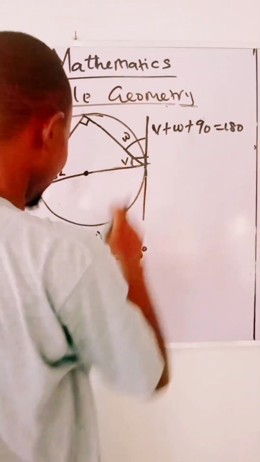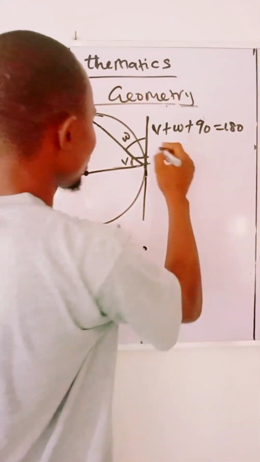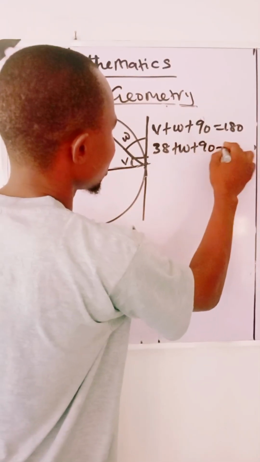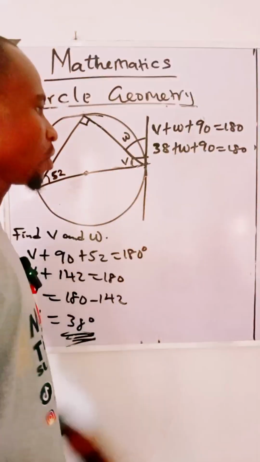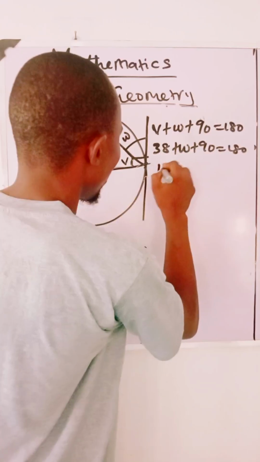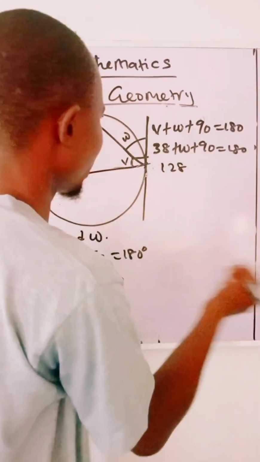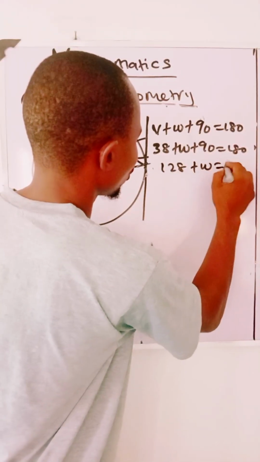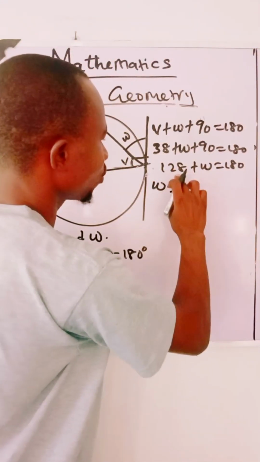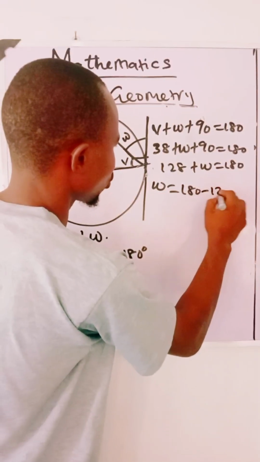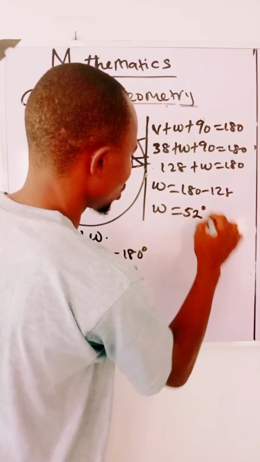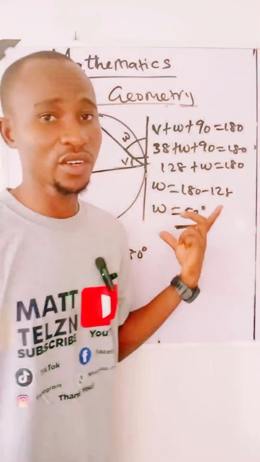Okay, good. You know that my V is 38. We've calculated for that. So I have 38 plus W plus 90 equal to 180. Okay, so I'm going to add 38 plus 90. That is going to give me 128, right? Plus W equal to 180. Okay, so I'll collect like terms. My W is equal to, carry 180 this side, 180 minus 128. So my W is equal to 52 degrees. Okay, you see, very simple.